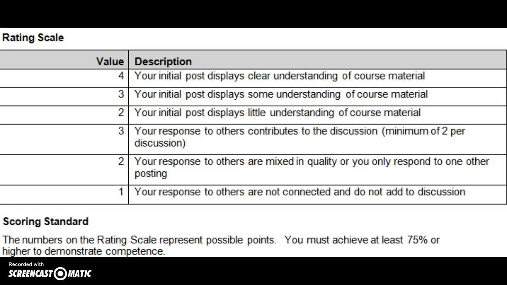You should show a clear understanding of course material in your responses. Definitely have your responses contribute to the discussion. It should be a quality response. You will get a 1 or a 0 if your responses to others are not connected to and do not add to the discussion. They represent possible points, the scoring standard. You must achieve at least 75% or higher to demonstrate competence.